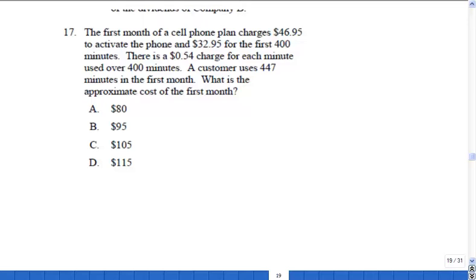Problem number 17. The first month of a cell phone plan charges $46.95 to activate the phone and $32.95 for the first 400 minutes. So it sounds like you have a cell phone plan that will cost you the 46.95 to activate it, and you will have a monthly plan of 400 minutes that's going to cost you 32.95. There is a $0.54 charge for each minute used over 400 minutes.